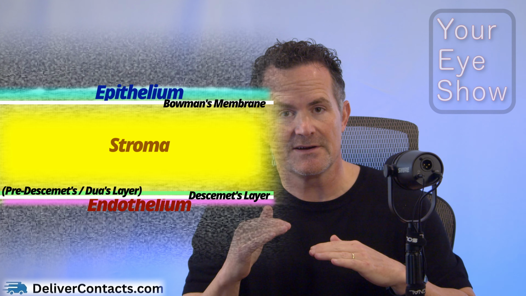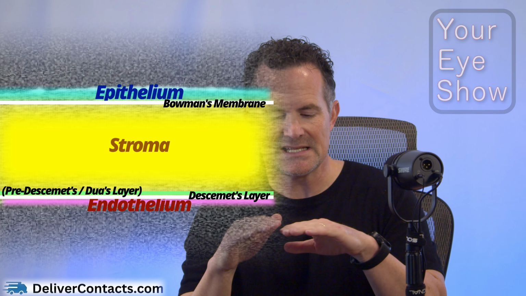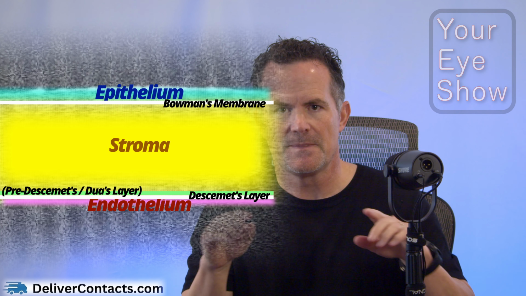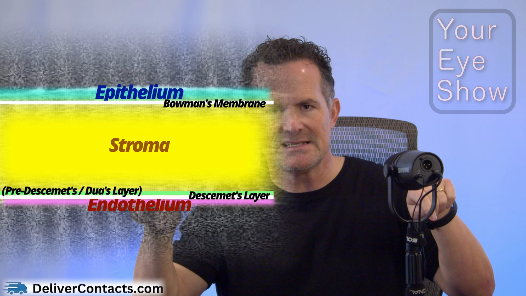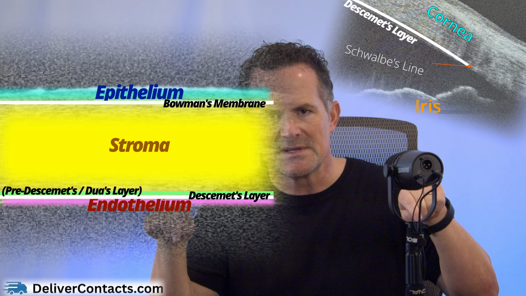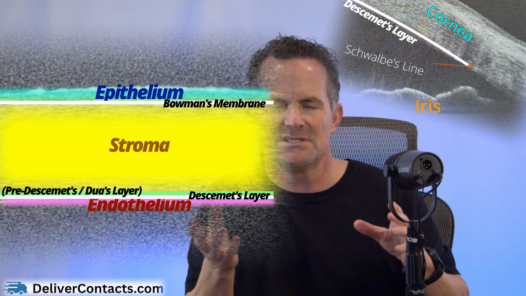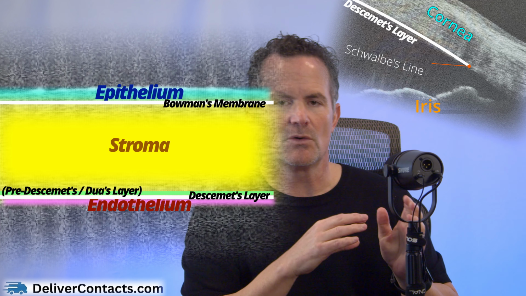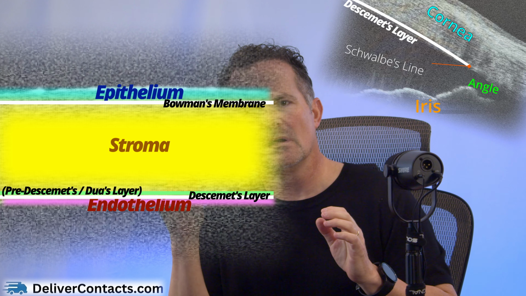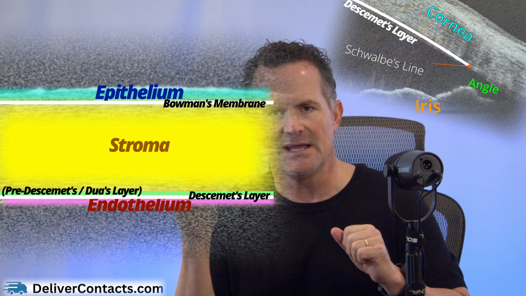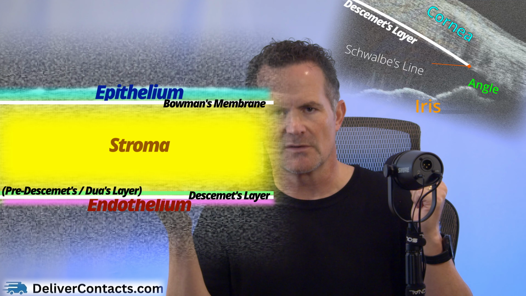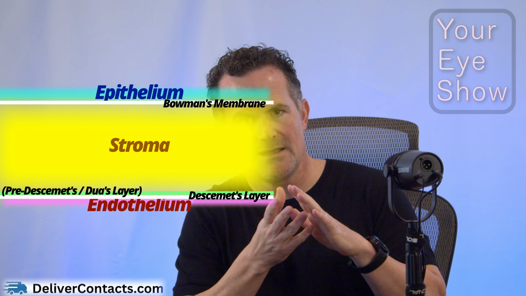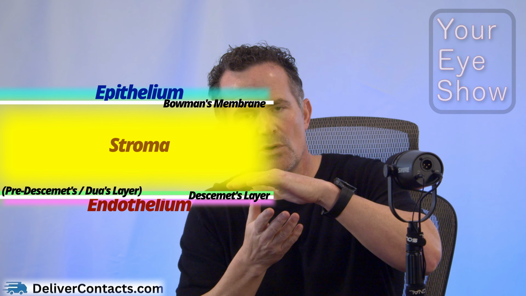Next layer in line there is the Descemet's layer. Okay, and the Descemet's layer actually is a very thin layer, and at the edge of the Descemet's layer is where you get what we call Schwalbe's line if we look at the cornea from the back. Okay, so it's a very, very important layer because it tells us where the cornea begins when we're looking at the angle of the eye. Okay, and the angle is where aqueous humor flows out to keep the pressure at a certain level in the eye.